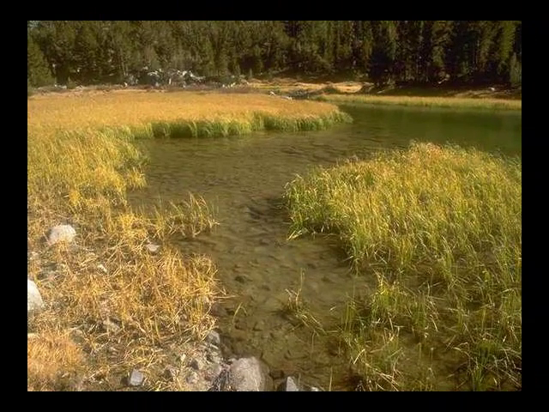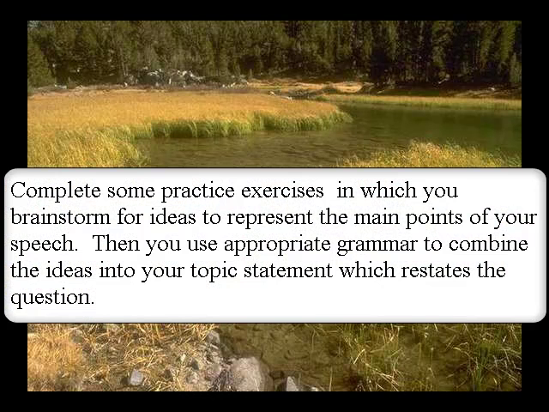Now it's time to practice. I've given you some instruction here, but let's face it, you've got to try some of this stuff out on your own. I want you to complete some practice exercises in which you brainstorm for ideas to represent the main points of your speech. Then I want you to use appropriate grammar to combine these ideas into your topic statement, which makes sure it restates the question.